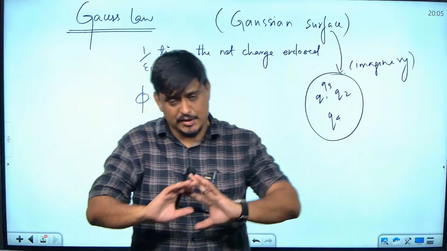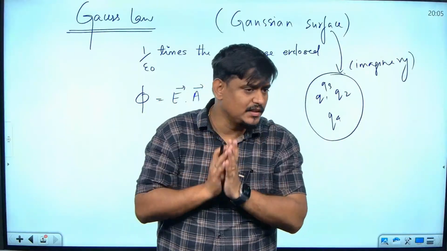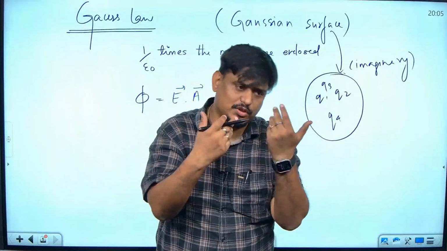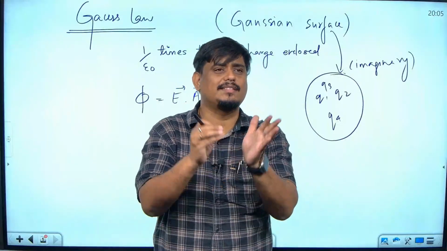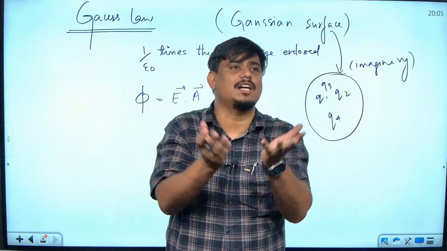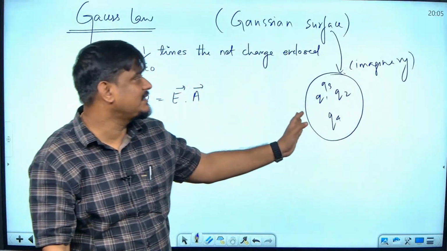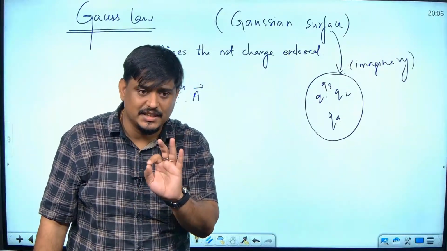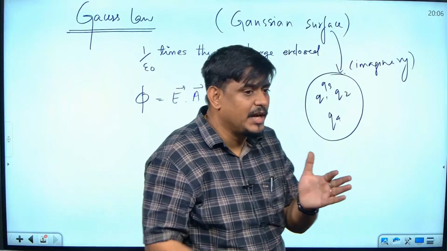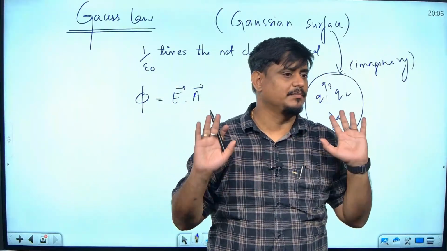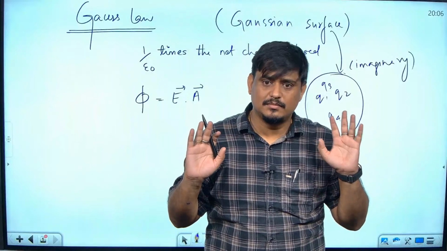If a spherical surface is enclosing, use spherical. If cubical is enclosing, use cubical. If cylindrical is enclosing, use cylindrical. Whatever surface is helping you to enclose the charges, that surface is called a Gaussian surface. Is it clear to you? Imaginary. Don't say, sir, if I am taking spherical, my friend is taking cylindrical, whether we will get a separate answer? No, same.